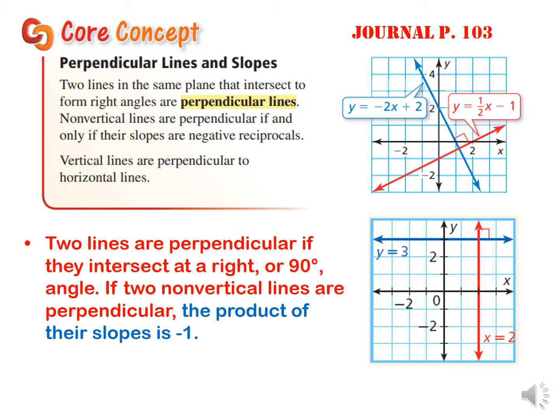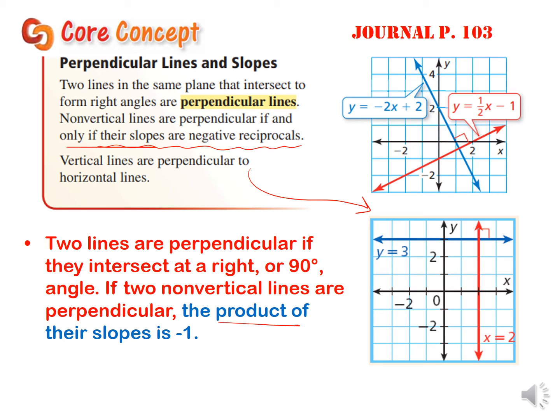Okay, now we're going to talk about perpendicular lines. Two lines in the same plane that intersect to form a right angle are perpendicular lines. Non-vertical lines are perpendicular if and only if, and this is an important point, their slopes are negative reciprocals. Vertical lines are perpendicular to horizontal lines. Here's a picture of that. Okay? Two lines are perpendicular if they intersect at a right or 90-degree angle.